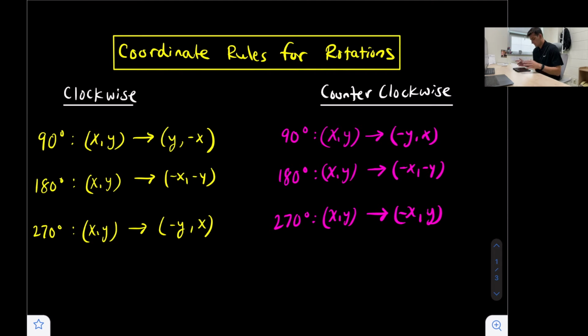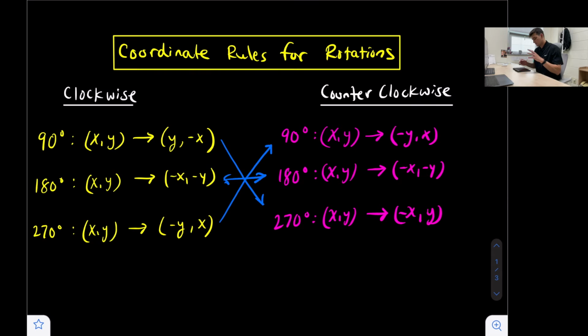So if you'll notice, the difference between clockwise and counterclockwise is not much. Basically, 180 is the same, right? Because if you're rotating 180 this way or 180 this way, you're still going to end up in the same place. So the same coordinate rule applies there. And a 90 degree clockwise rotation would be the same as a 270 counterclockwise. And a 270 clockwise rotation would be the same as a 90 degree counterclockwise, okay?